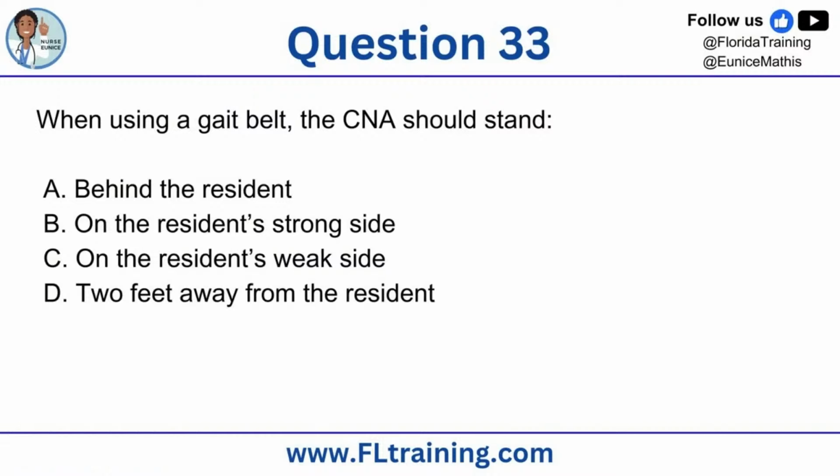Question 33. When using a gait belt, the CNA should stand: A, behind the resident; B, on the resident's strong side; C, on the resident's weak side; or D, 2 feet away from the resident. So you have a gait belt. What side do you stand on?